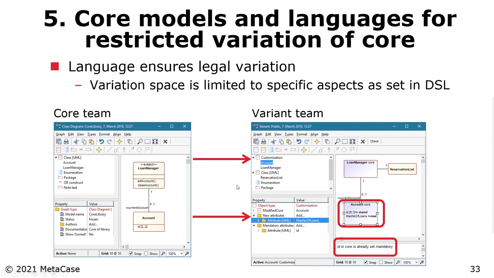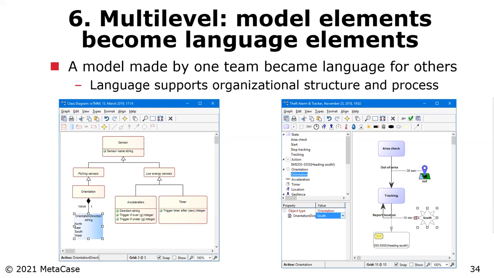And the last category is what we call a little bit like multi-level modeling, where domain engineers create a model, which actually becomes a metamodel for the language. So here is an example from an Internet of Things device, where the team adds here an orientation polling sensor, which can have four values as enumeration values in orientation. And then this language is given to the teams who are modeling, and then they can add here orientation and choose the orientation direction based on the values given here. So a model in one team becomes the metamodel for another team.